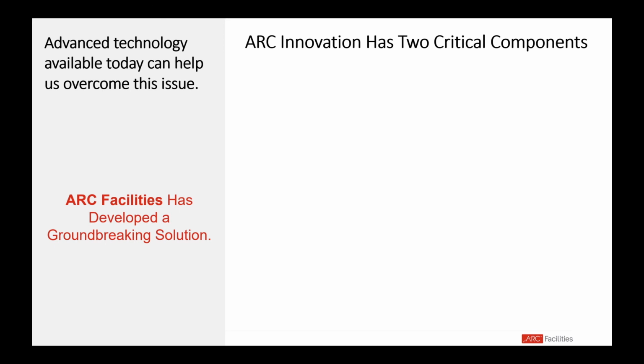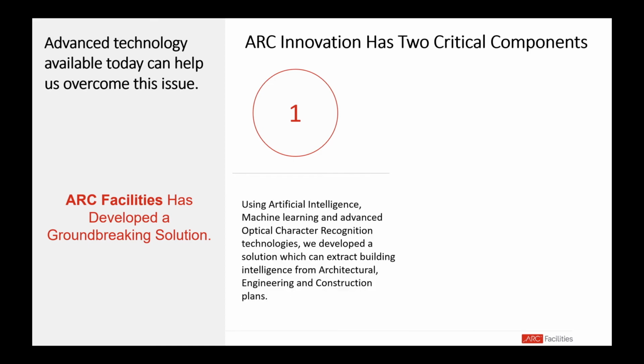So the ARC facilities innovation has two critical components. The first component of that is basically using artificial intelligence and machine learning and advanced optical character recognition technologies. We developed a solution which can extract building intelligence from architectural, engineering, and construction plans. For our audience, you remember I talked about whether you have the building plans in hard copy format or whether you have it digitized. A facilities technician still has to take a drawing out, find the drawing, and then read the drawing to find out where the shut-off valve is or an electrical breaker is.